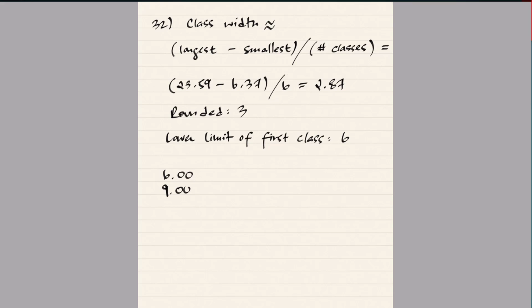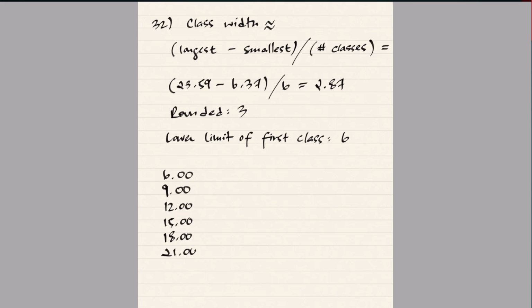And then 9 plus 3 would be 12. 12 plus 3 would be 15. 15 plus 3 would be 18. And 18 plus 3 would be 21. And so those are the lower limits of the 6 classes that I'm going to be using. Now, as far as the upper limits are concerned, and by the way, notice if you take 21 minus 18, you get 3. 18 minus 15 is 3. 15 minus 12 is 3, and so on, right? That's how you calculate class width.